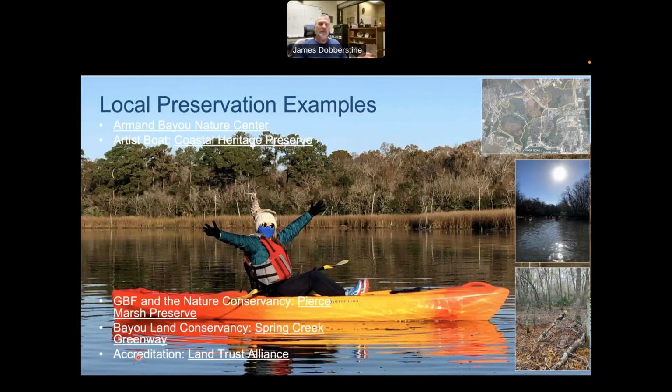So as I said, local preservation examples. This is from the Armand Bayou Nature Center. That's my youngest stepdaughter, clearly having a good time. And then the Artist Boat, as I talked about, but there are others. GBF and the Nature Conservancy have arrangements on the Pierce Marsh Preserve. Bayou Land Conservancy holds an easement and actually owns some property along the Spring Creek Greenway.